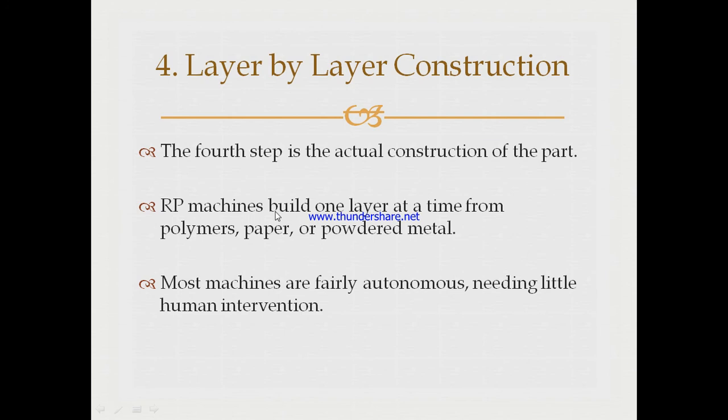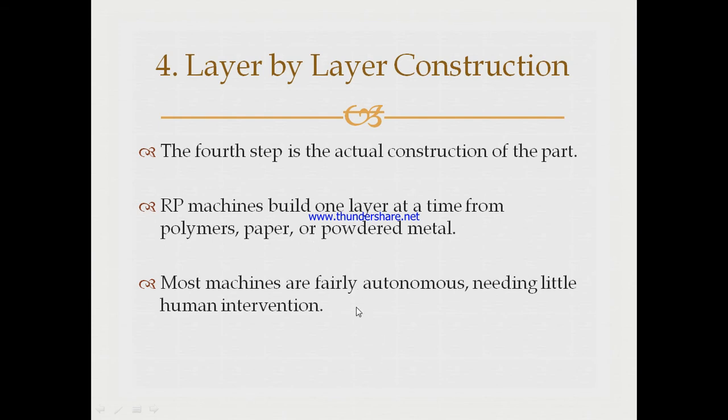This is the actual manufacturing process where we can manufacture this particular model. So the fourth step is the actual construction of this particular part. Rapid prototyping machines build one layer at a time from polymers, papers, or powdered metal. Most of the machines are fairly autonomous and require little human intervention.